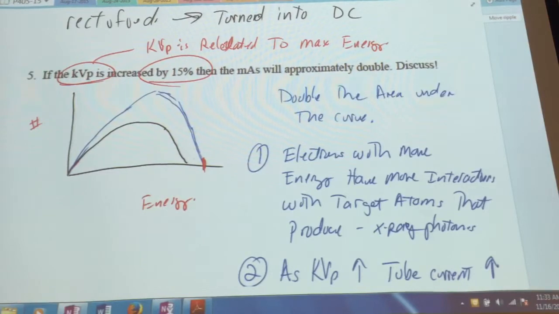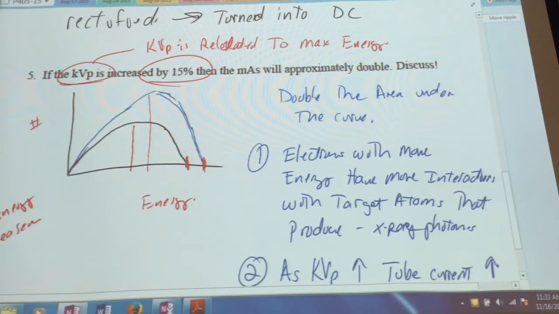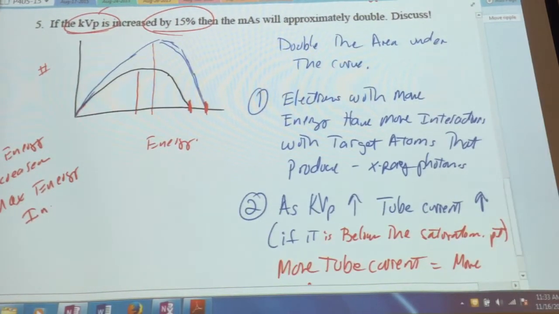So what happens to the average energy in this case? Increases. Average energy here is about there, goes up from about there. And of course, the max energy increases. That's talking about those. This is talking about these two.